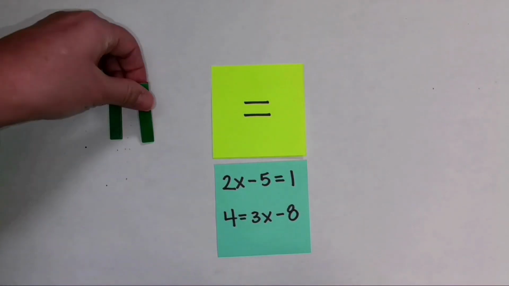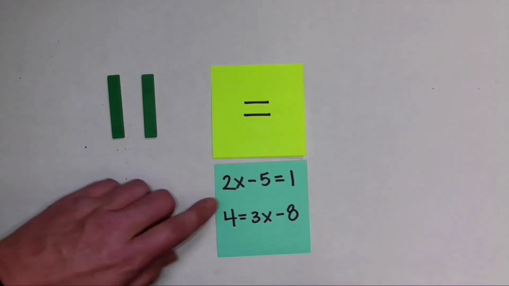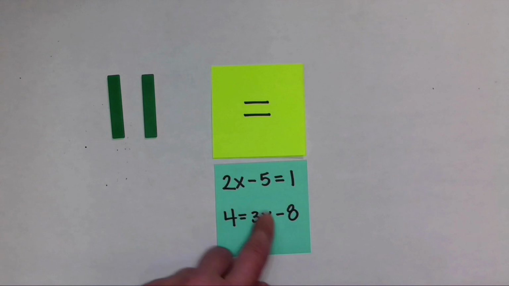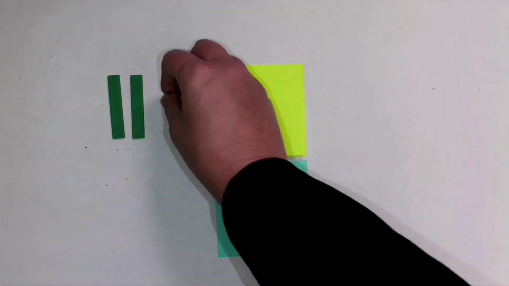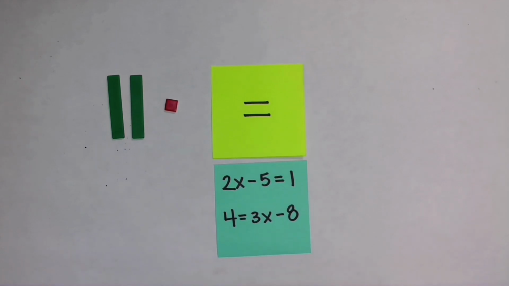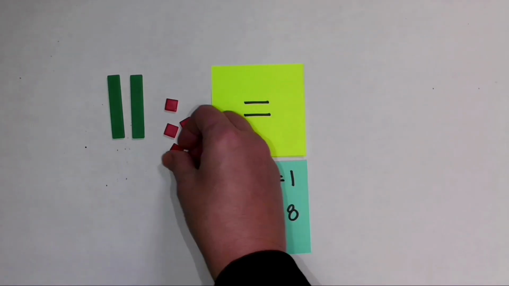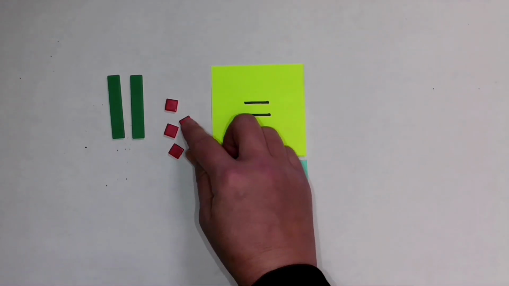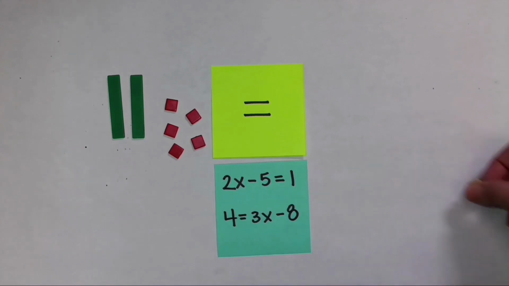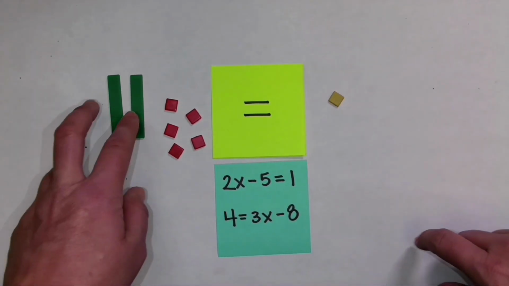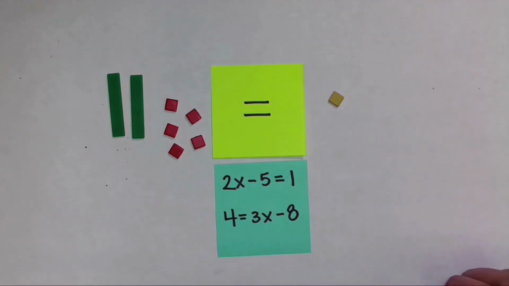I have two sets of x. That's a positive x because there is no negative symbol in front of this term. And I'm going to subtract 5. So that means I'm going to use the red side of these counters. Get those set up. Those counters are sometimes a little bit hard to touch and move around. And then on that side of the equal sign, that equals 1. So I can see I have 2x minus 5 equals 1.